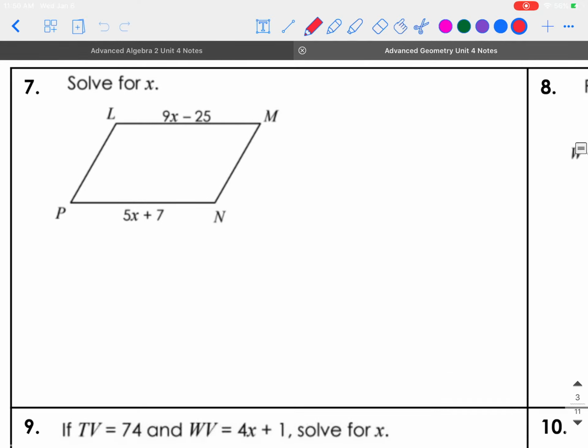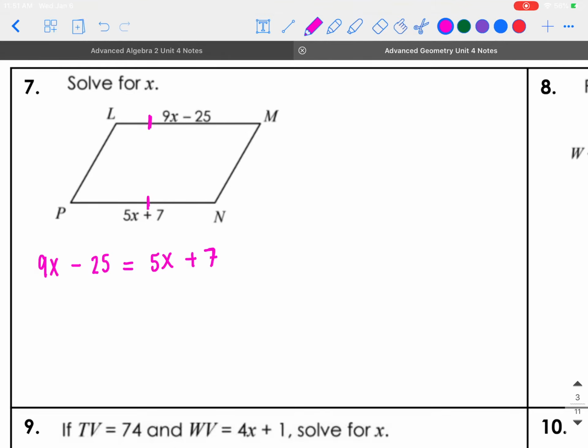And I'm given information on segment LM and PN. Those segments are congruent. So if you remember back to properties of parallelograms, we know that they are congruent. So that means that I can set them equal to each other. 9x minus 25 equals 5x plus 7.